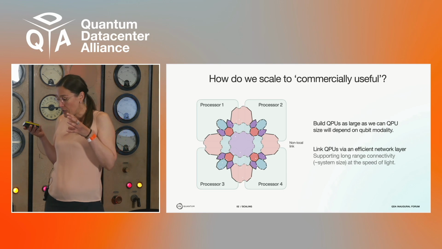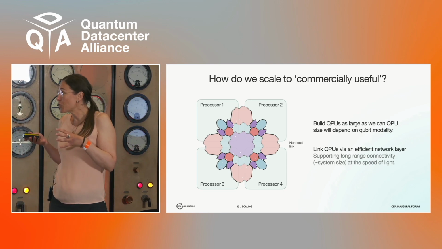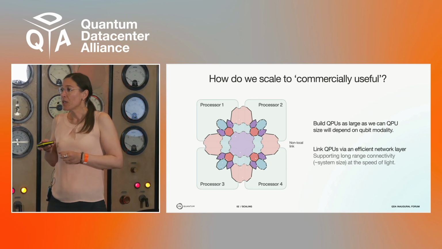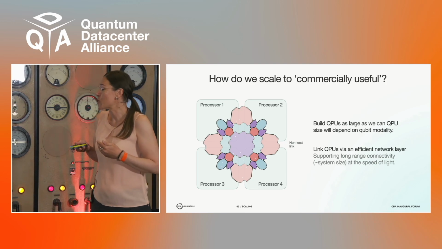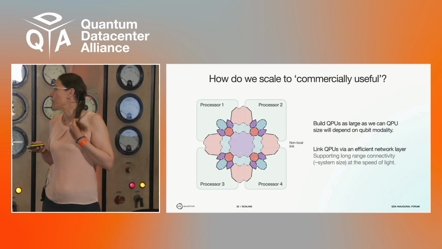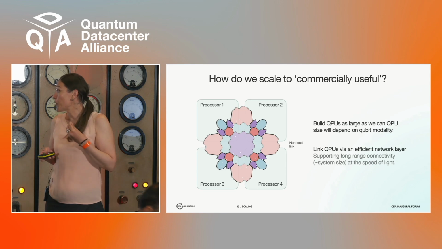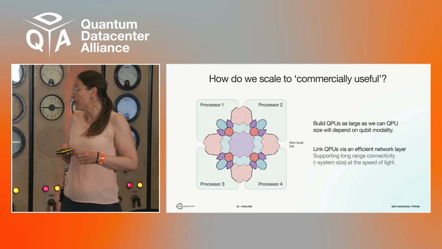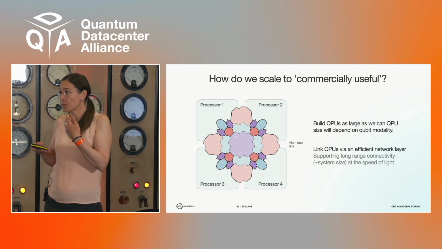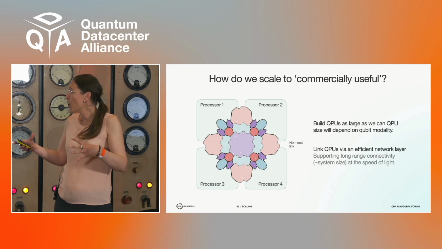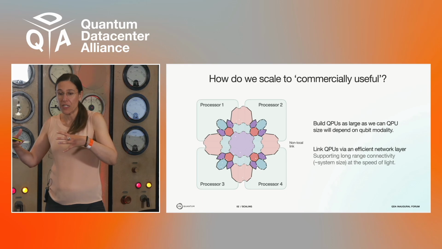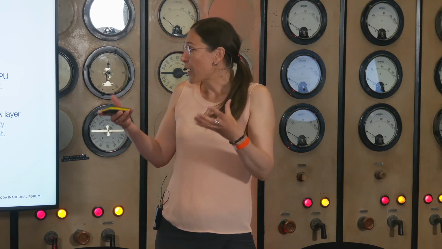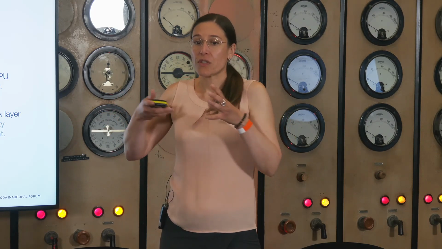And the issue is the technology to produce links between different QPUs has so far not been demonstrated to the scale and the performance that we need today. So at New Quantum, we're focused on providing a solution for an efficient network layer. In particular, once you go to optical frequencies, you can support long-range connectivity on the scale of your system. And what that gives you access to is efficient QEC codes.